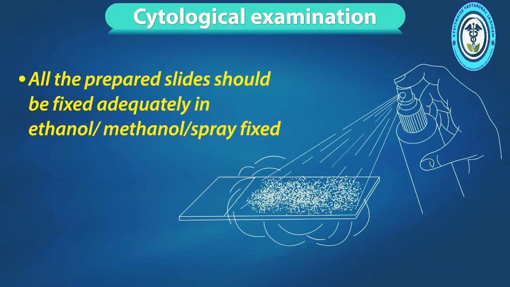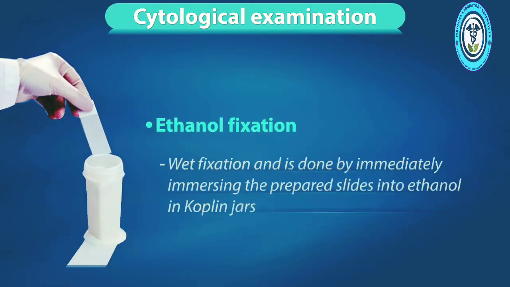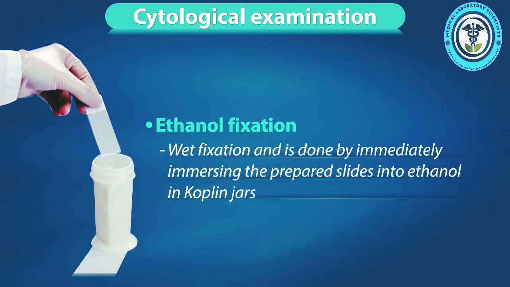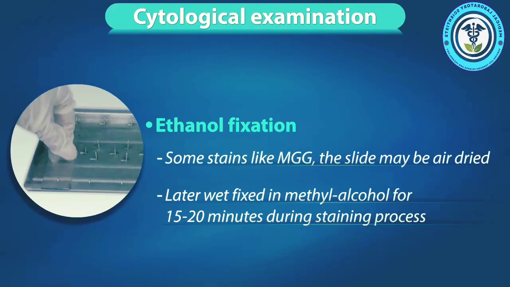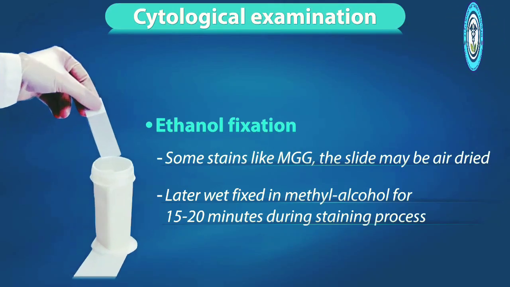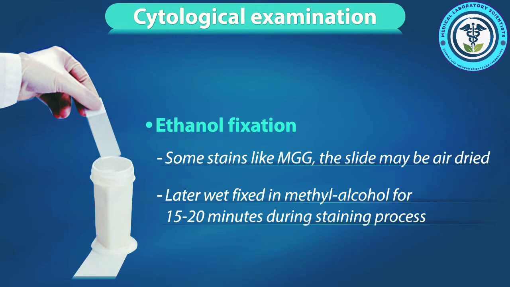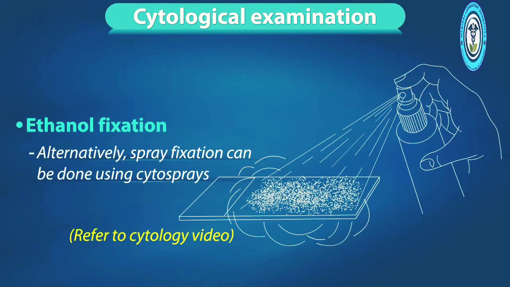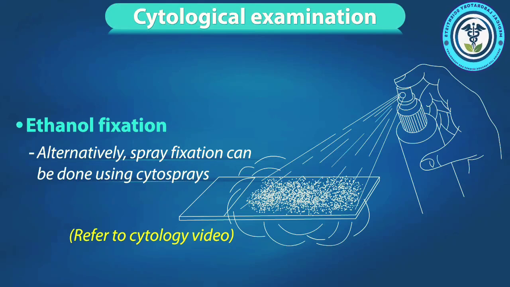All the prepared slides should be fixed adequately in ethanol or methanol or using spray fixation. Ethanol fixation is wet fixation and is done by immediately immersing the prepared slides into ethanol in Coplin jars. For some stains, like MGG, the slide may be air dried and later wet fixed in methyl alcohol for 15 to 20 minutes during the staining process. Alternatively, spray fixation can be done using cytosprays. Please refer to the pap smear videos for detailed understanding of cytosprays.